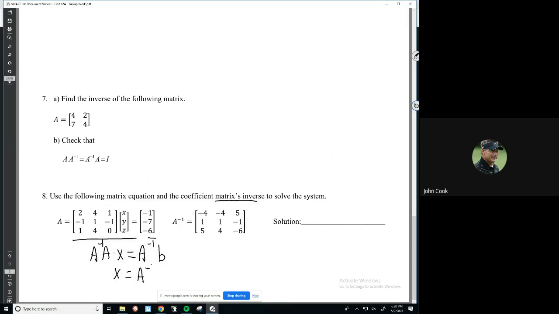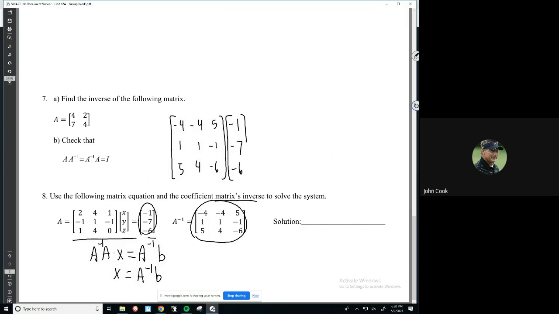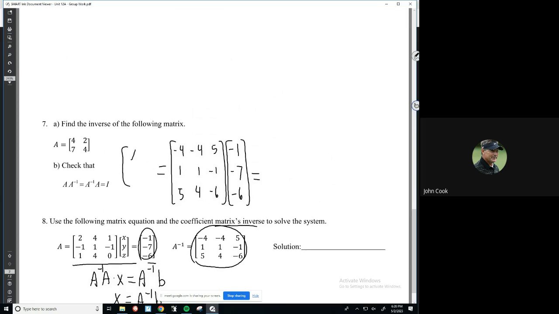So all I need to do is this. Ready? To solve for X, you just take A inverse, so this matrix, and then multiply it times B, which is this. That's it. It's that easy. So watch. Let's do the multiplication for it. So we take the inverse matrix, 4, 1, 5, and then -4, 1, 4, and 5, -1, and -6. And we multiply that times the B value, the solution, which is -1, -7, -6. And whatever we get here is going to give us X, Y, and Z. All right, so let's see what we get.